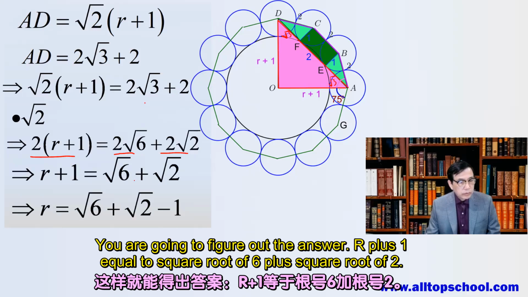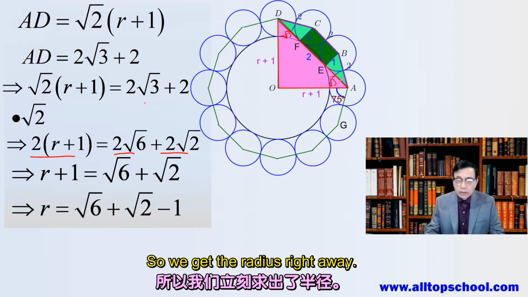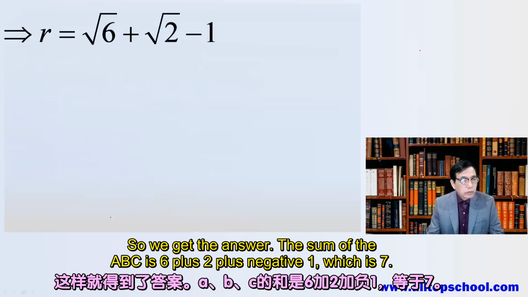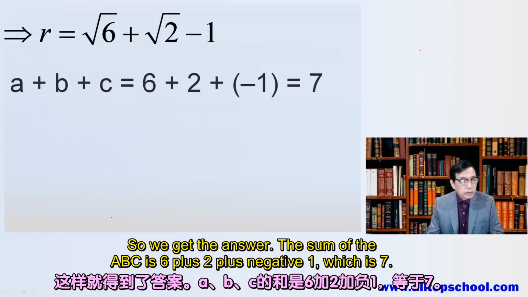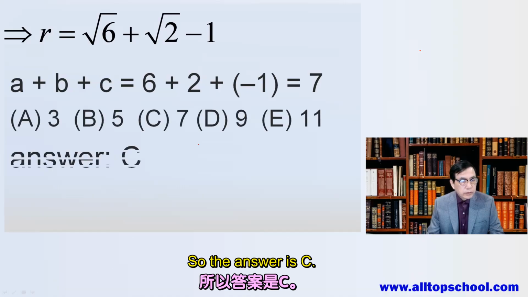You're going to figure out the answer: r plus 1 equals square root of 6 plus square root of 2. Then you simply subtract 1 on both sides. We get the radius, which is square root of 6 plus square root of 2 minus 1. So we get the radius right away, and we get the answer. The sum a plus b plus c is 6 plus 2 plus negative 1, which is 7. So the answer is C.